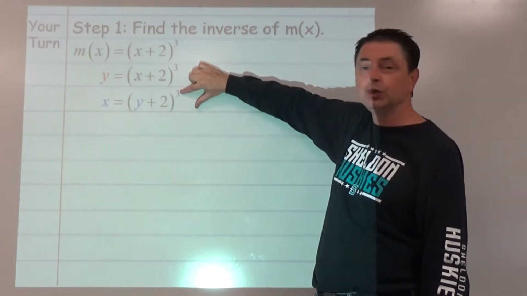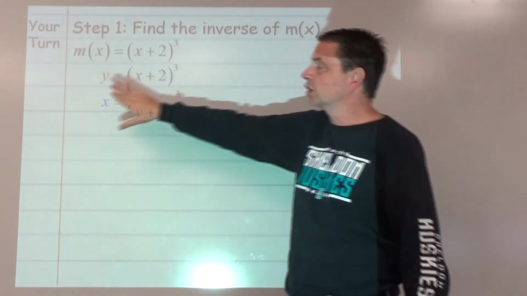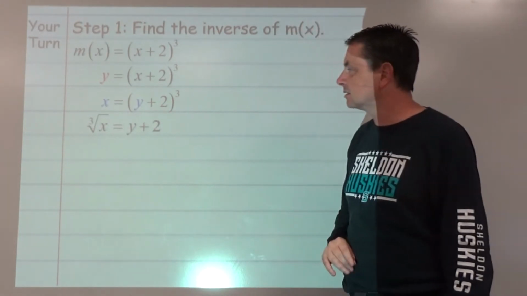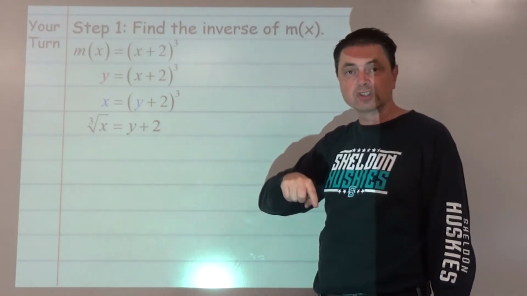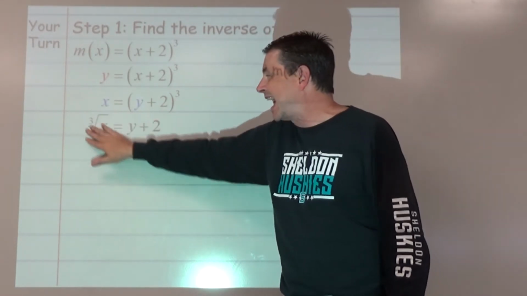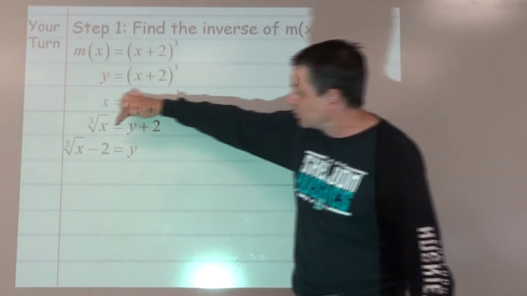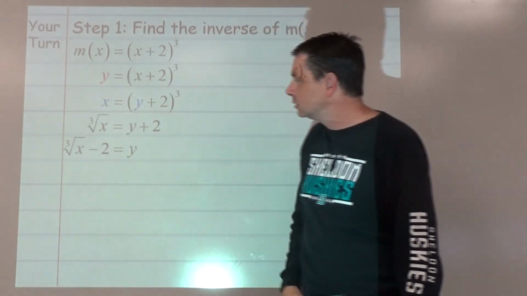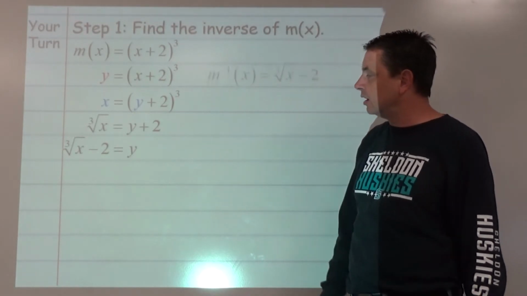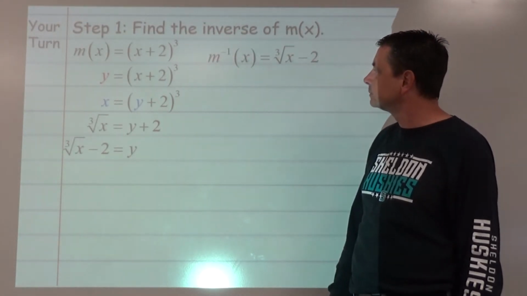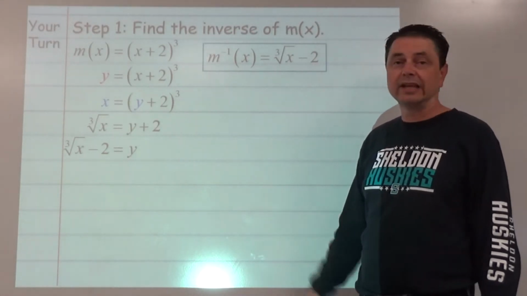We have to undo the cube. What's the inverse of cube? Cube root. We will cube root both sides. Now we can get rid of the plus 2. We can subtract 2 from both sides, making sure it happens outside of the cube root, not under the root. So it's all by itself, so make sure that the bar only goes that far. All right, so we can now rewrite it as m inverse of x equals. That's step 1.